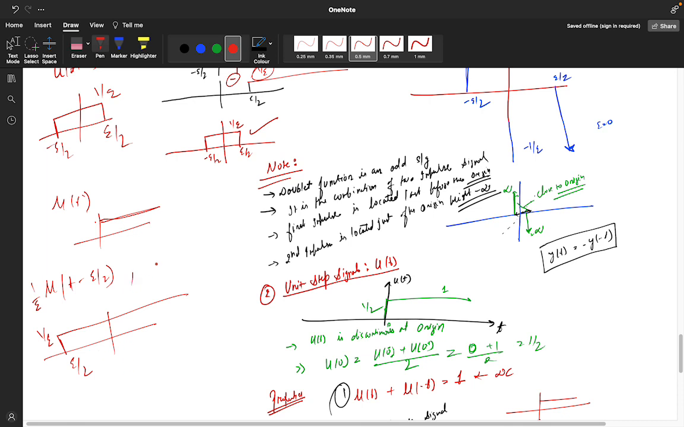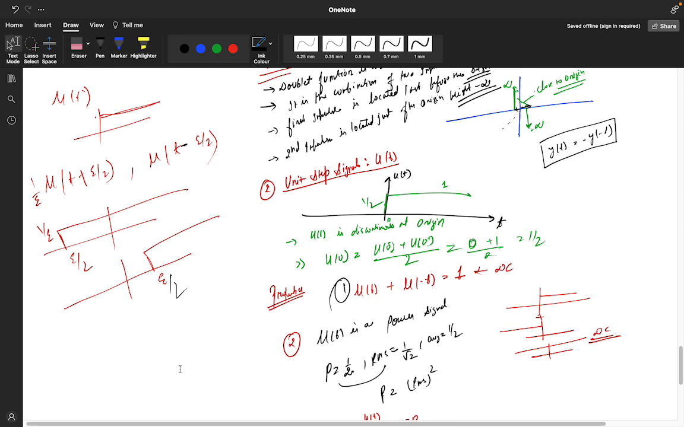And if I take another signal, u of t plus e by 2, the signal will start from minus e by 2. Then you have to do a subtraction. If you do the subtraction, after e by 2 all values get subtracted and it will give you 0 result. So you will get the signal like this, 1 by e from minus e by 2 to e by 2.